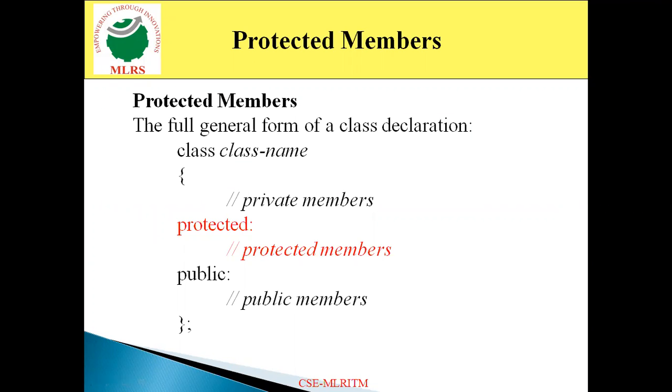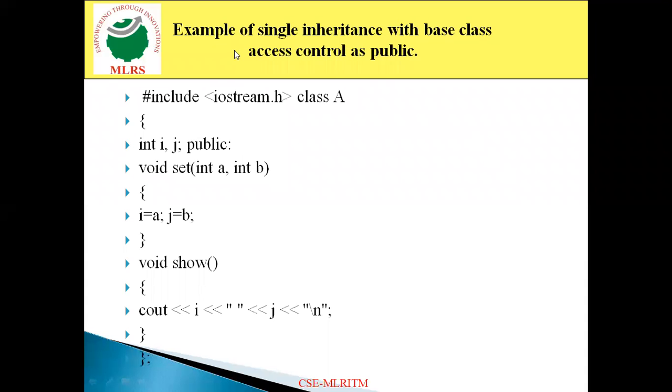Now look at this one, how we use protected members. Here, class name, then open brace. You specify the private members here. Even if you are not using the private keyword, the members specified here come under private. Then specify protected, then define the protected members. Then public, define the public members. Then close brace, semicolon. This is the way we specify the protected members. Now look at this.